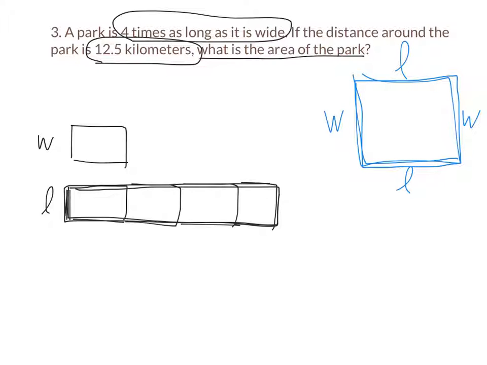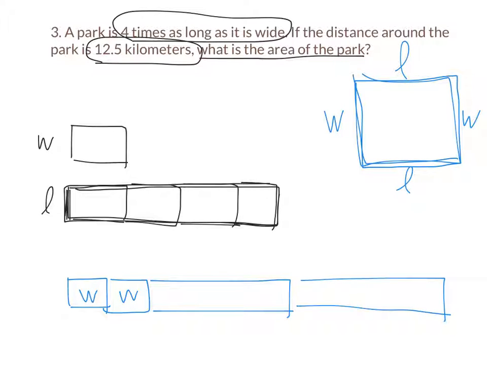2. Okay, so let's see if we could draw that out. Here's one width, and here's another width. Do you guys agree? Yeah. And then if I was going to draw the length, here's one length, and here's another length. Yes, do you guys agree? Okay, this is the length, and this is the length. All together, that total distance around the park is how long? It's 12.5 kilometers.